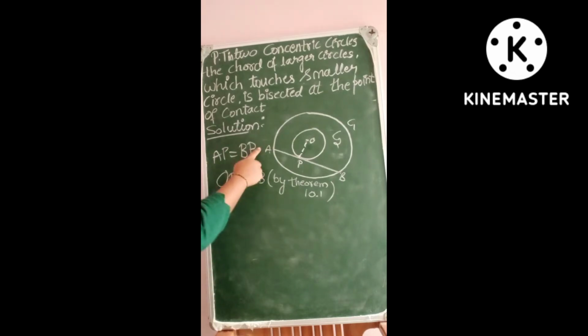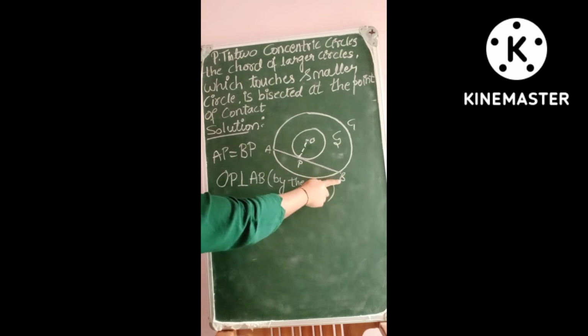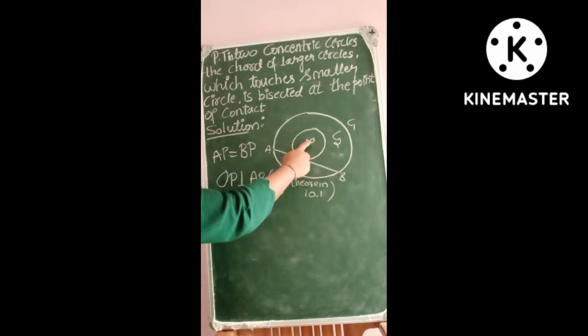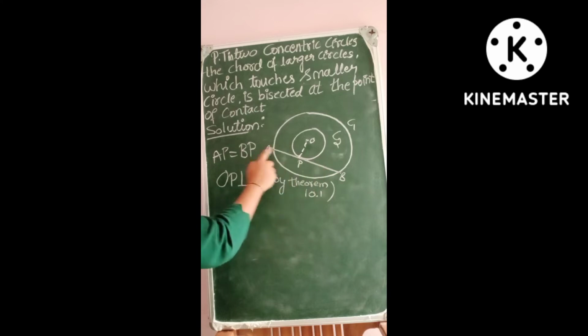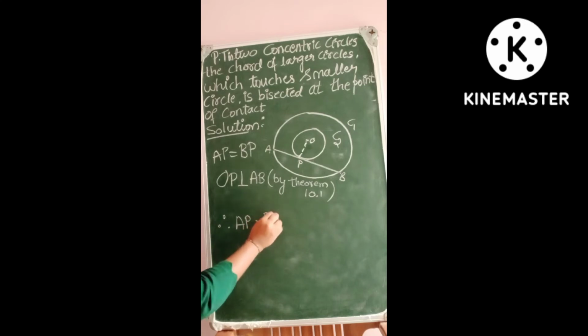Now here AB is a chord of circle C1 and OP is perpendicular to AB. Therefore, OP is the bisector of the chord AB, we can say. It is the perpendicular from the center which bisects the chord. Therefore, we can say that AP is equal to BP. Okay, so this is the solution for the first problem.